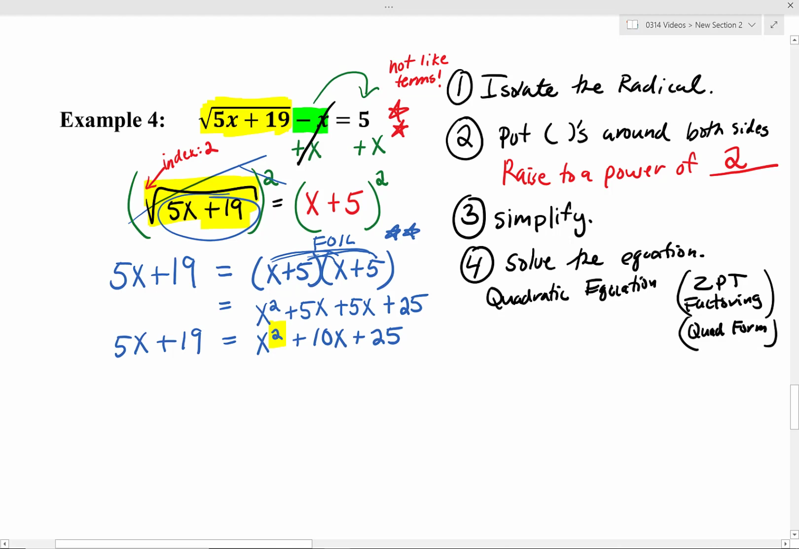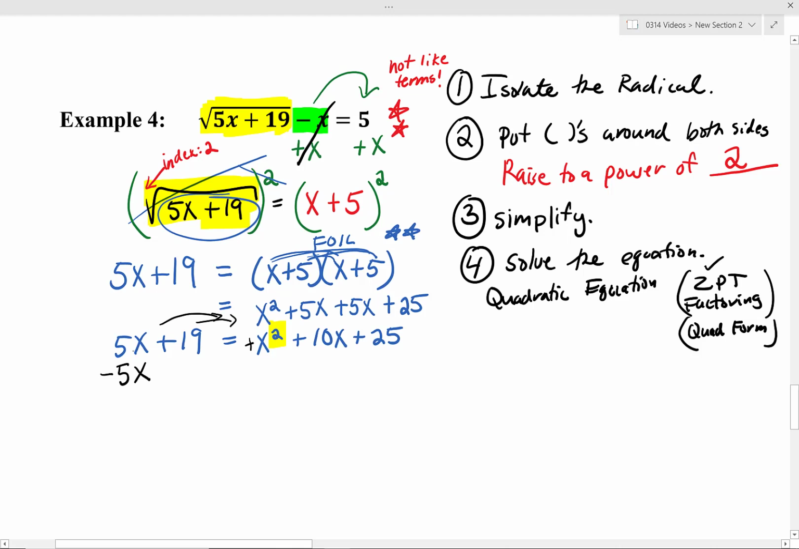So if we're going to use ZPT, then I need to get the 0 by itself on one side. Once again, I'd like to keep that quadratic term, that x squared term, positive, so I'm not going to move it to the left. I'm going to keep it on the right-hand side. So I'm going to move these two terms to the right side. I'm going to get 0 on the left. So that means we need to use our addition principle. So I'm going to subtract 5x from both sides.